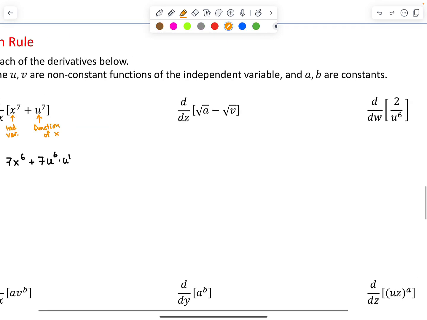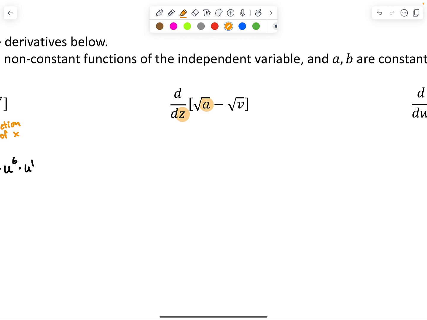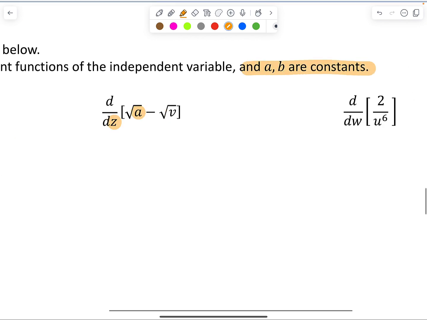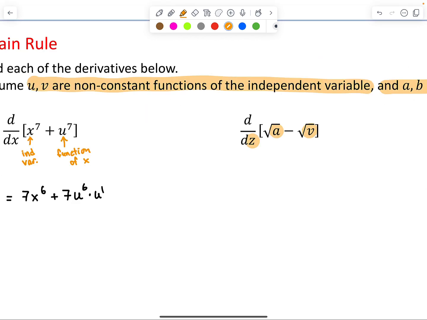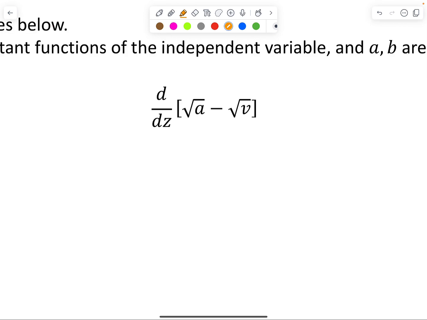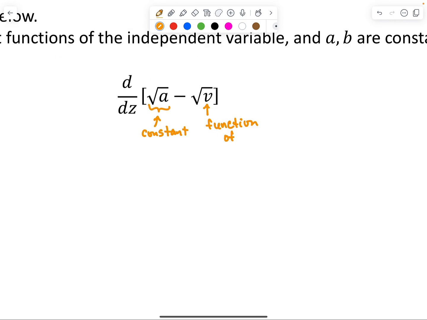All right, this example, independent variable is z. Remember, we're treating a as a constant, as specified here, and v is a non-constant function of the independent variable. Now, if a is a constant, then square root of a is a constant. So it should be that the derivative of square root of a will just be 0. And v we are assuming is a function of the independent variable z this time. Okay, so I know that the derivative of a constant ought to give me 0, and then minus.